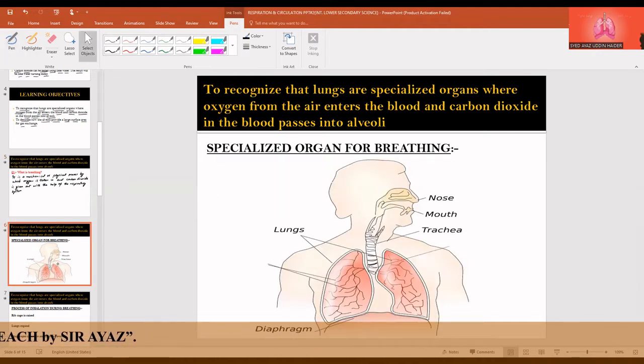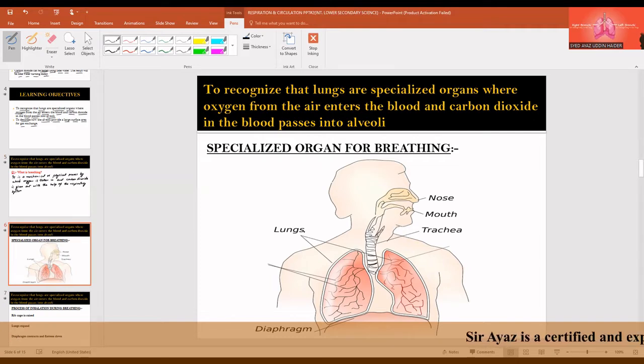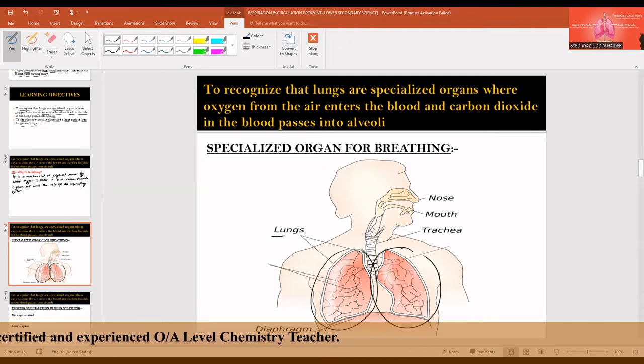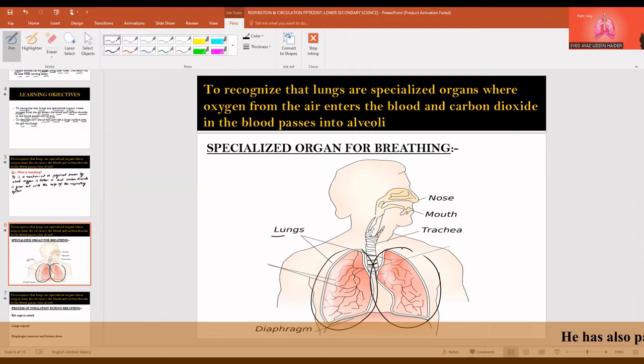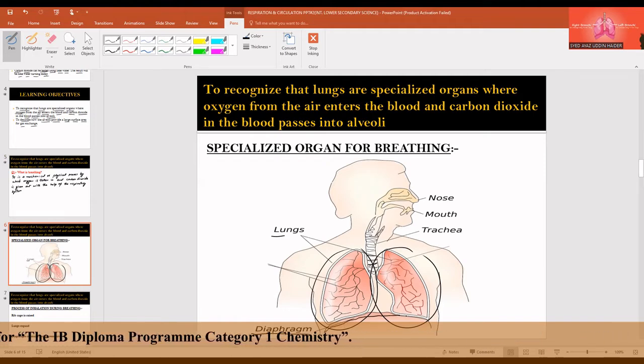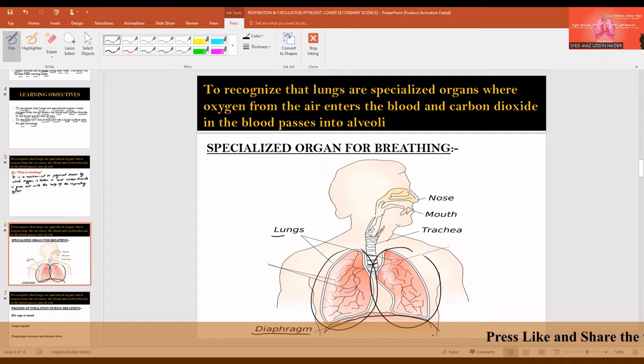The lungs are the specialized organs for breathing. These are the lungs. Two lungs. Normal human beings have two lungs in their body. They are well supported by a muscle, the diaphragm. This is diaphragm. Lungs are inside the bone called the rib cage.